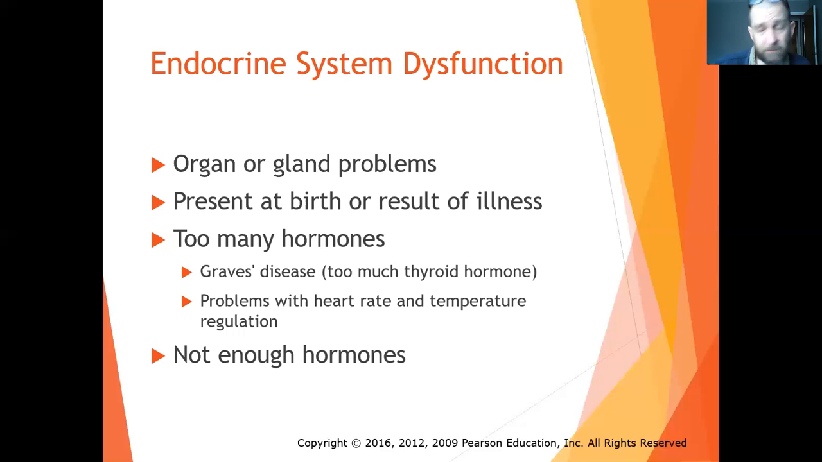Not enough hormones. An example of that could be diabetes, where the pancreas isn't producing enough insulin to let the glucose get into the cells. Right? We don't have that Goldilocks zone. We've got enough sugar, but not enough insulin in this case to actually get the sugar into the cells. So again, endocrine system problems: too much or too little hormones.